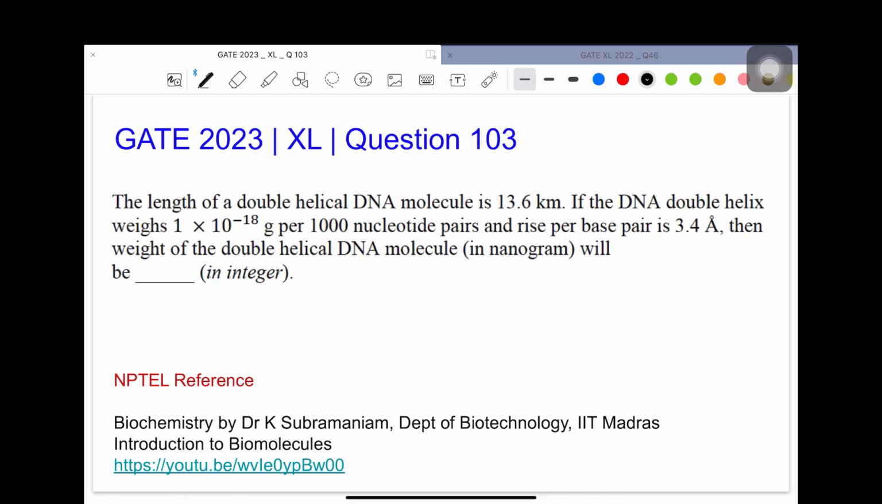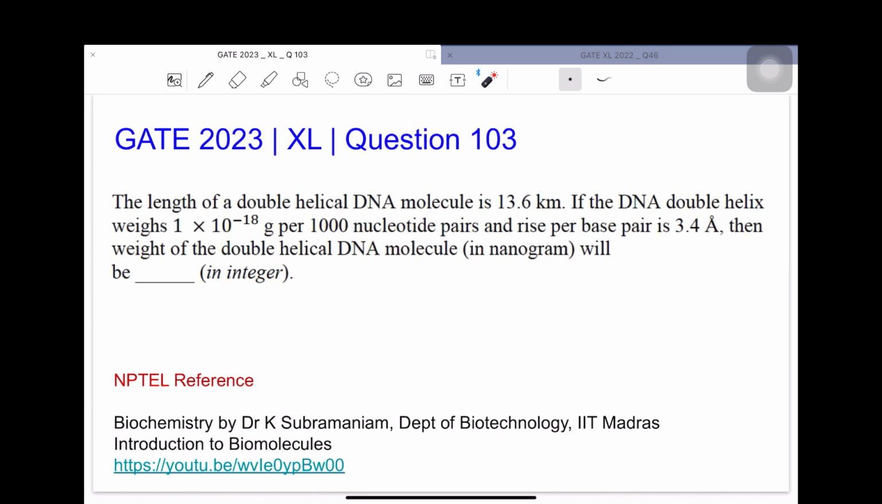Hello everyone. Today we are going to solve this GATE question from 2023 Life Sciences. Question number 103. The question states that the length of a double helical DNA molecule is 13.6 kilometer.